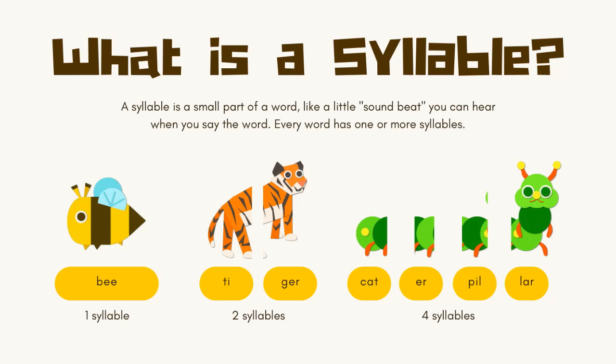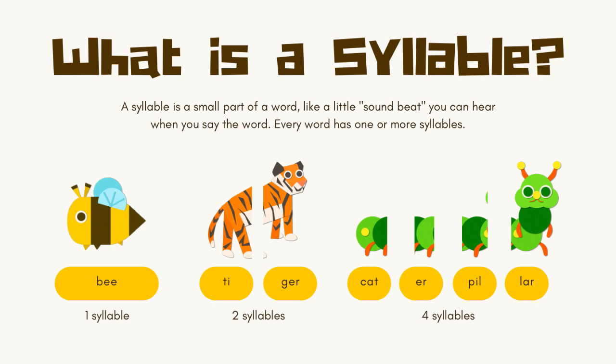All right, let's break down what a syllable is. You can think of a syllable as a small unit of sound within a word. For example, in the word cat, there's just one syllable. But in a longer word like painter, there are two syllables, paint and er. Each syllable typically has a vowel sound, and it's like a little beat or pulse you can hear when you say the word aloud.